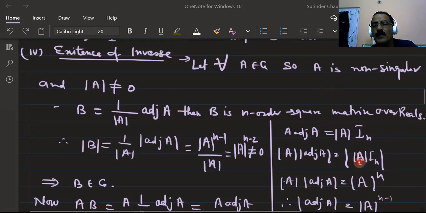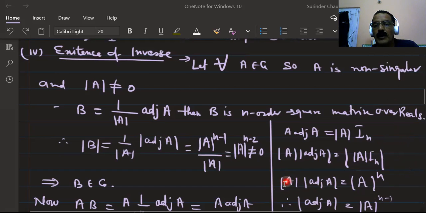The determinant of the identity matrix is the product of its diagonal entries. Here I is the identity matrix of order n. You multiply each entry by the determinant of A, whatever real number it is. Then the determinant equals the product of the diagonal entries. How many diagonal entries are there? It's of nth order, so the determinant of A is repeated n times. So the determinant of A times the adjoint of A is equal to this.